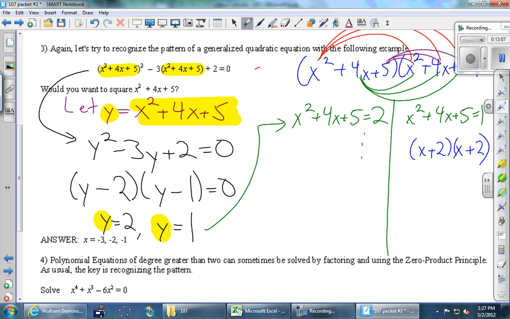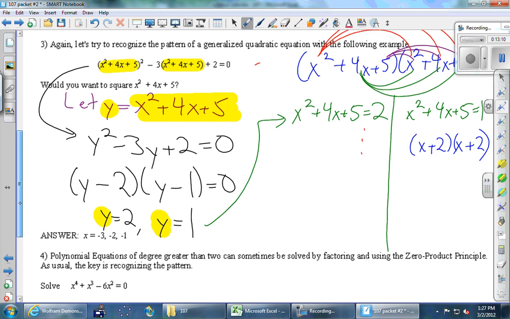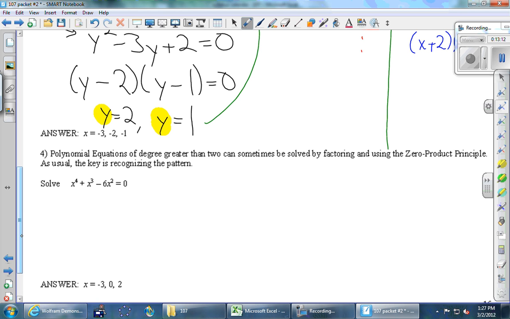Okay, number 4, Andy. So we're going to solve this one, x to the fourth plus x cubed minus 6x squared equals 0. The highest power is x to the fourth. We have hardly any experience with anything higher than 2. So if you see a power higher than 2, it's your indication that there's some special thing happening, and we just have to recognize it.